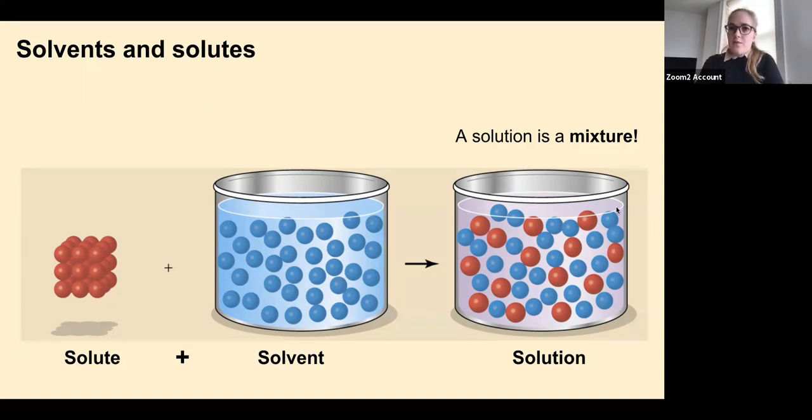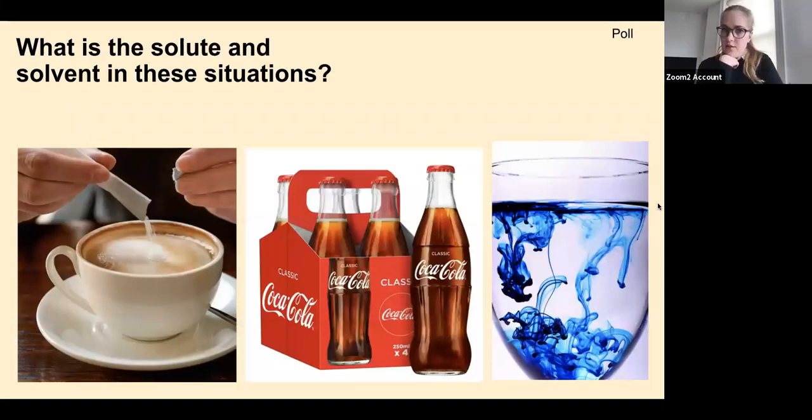So now a few questions to ask you guys about some everyday examples of solutions around us. So if you have a cup of coffee or a cup of tea and you add some sugar, what's the solvent and what's the solute? And then in a bottle of soda, what's the solute and what's the solvent? In a bottle of soda, you've got some water, and then you have carbon dioxide for the bubbles, you've got some sugar, you've got some flavoring. So what's the solvent and what's the solute? And then also if you add some food coloring to water, what's the solvent and the solute? So if I could have these next polls up, please, Ms. McGinley. Thank you very much.